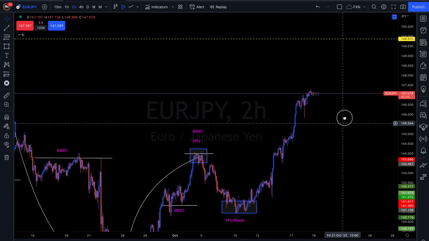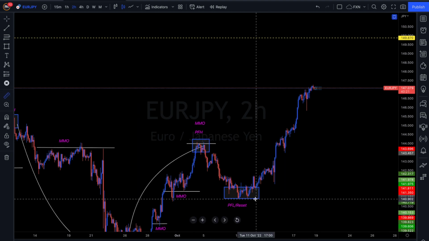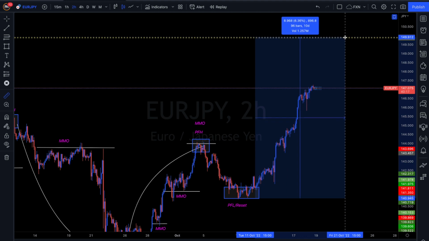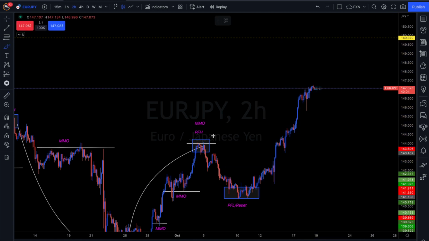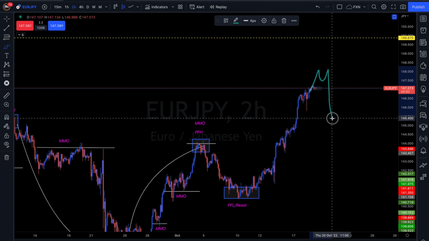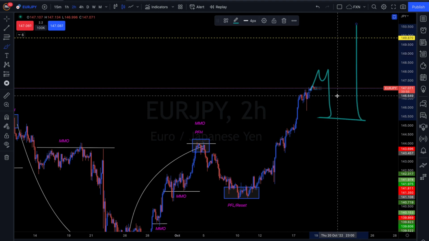Now, the problem with this is from here, from the bottom of the reset all the way up to where we want to go is about 896 pips. There's no way we can get there on one cycle. Ideally, what we would like to see on this is some form of a peak formation, right? And then give us a reset to go up for another cycle.